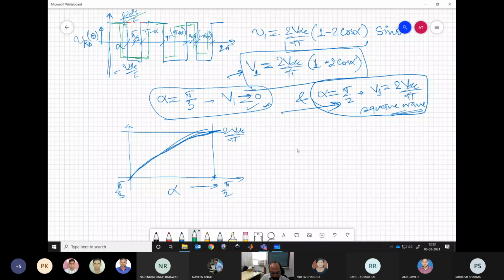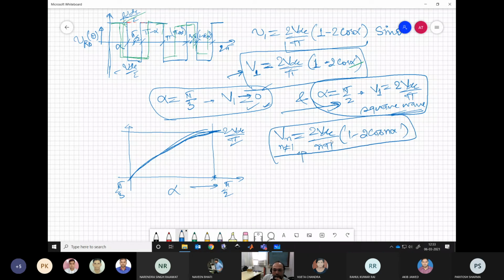Yeah. So what I'm trying to say over here is that yes, we have got a degree of freedom alpha and we can vary these components. Now, this is true for V1 we have got. But what about other harmonics? For Vn, n not equal to 1, we have 2 VDC by n pi times 1 minus 2 cos n alpha.